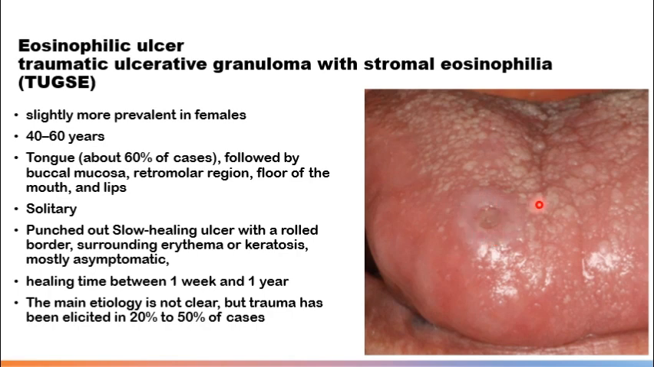They have a punched out appearance and the border would be rolled and surrounded by either erythema or keratosis, whitish keratosis. They are mostly asymptomatic and there is not much pain. The healing time can vary between very short, like a week or so, up to a year. The main etiology for such ulcers is not very clear, but trauma is elicited in just less than 50% of the cases.